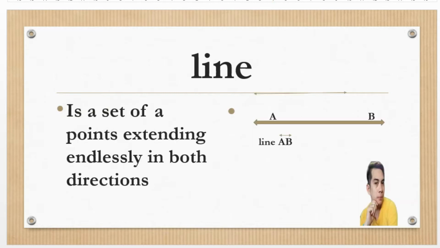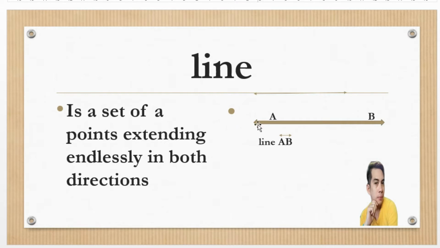Next, line is a set of points extending endlessly in both directions. So, mapapansin nyo po dito, this is the point na kung saan wala siyang endless direction. Ibig sabihin, pwede dito sa kabila, pwede din po siya dyan sa kabila. So, kumbaga extension yun, walang katapusan. So, yun yung tinatawag nating line.